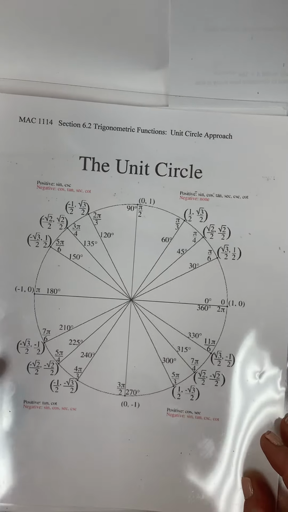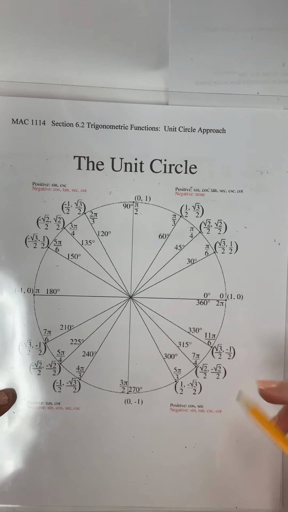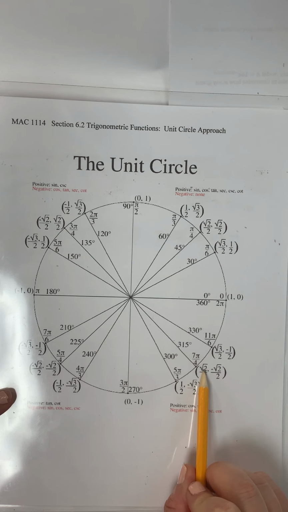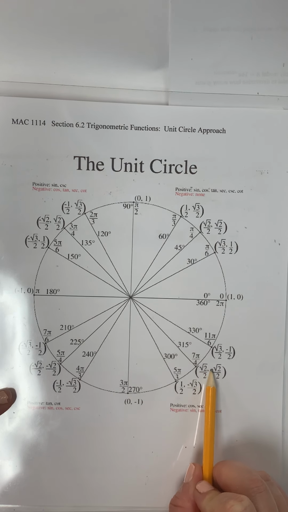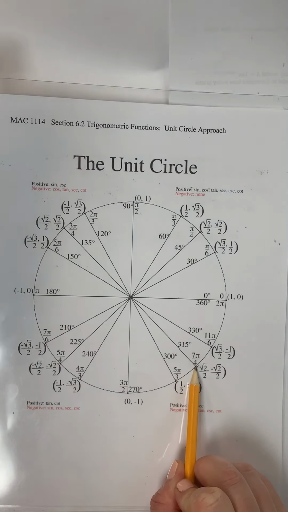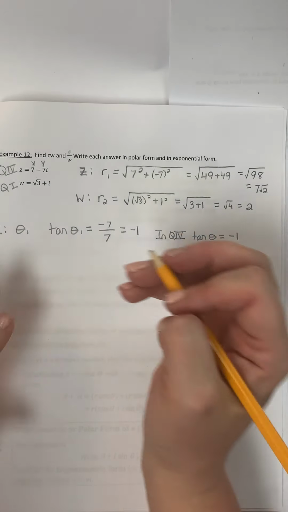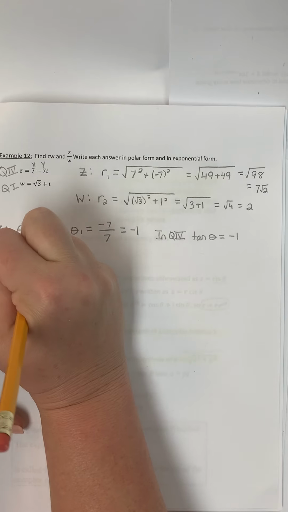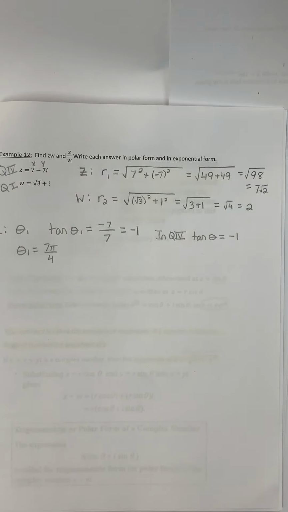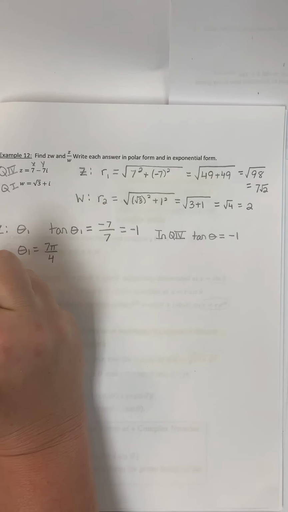Okay, here's my unit circle. I'm in quad 4. Tan theta is negative 1. That means that your sine and cosine cancel except for a negative sign. So your theta is 7 pi over 4. Okay, so theta 1 is 7 pi over 4. There we go. Okay, now let's turn to W.